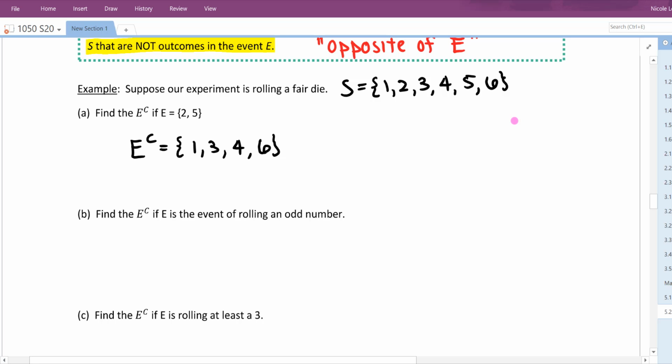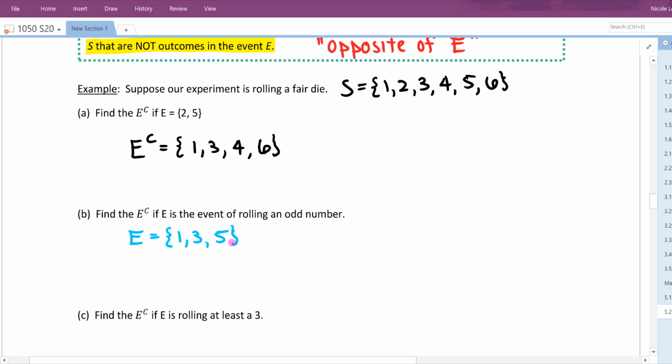Now let's look at part B. Again, it's asking us to find E^C, the complement, if E is the event of rolling an odd number. First, to help us, let me write out what's in E, and then from there come up with the complement. So E is the event of rolling an odd number, so in E, that would just be 1, 3, and 5.